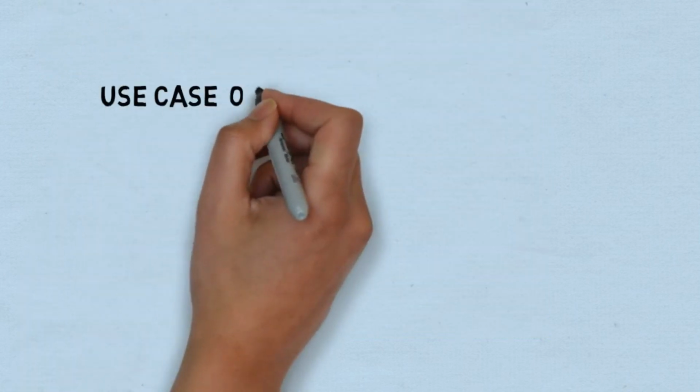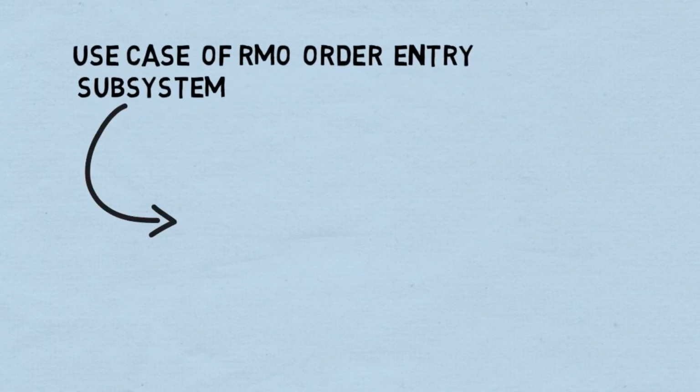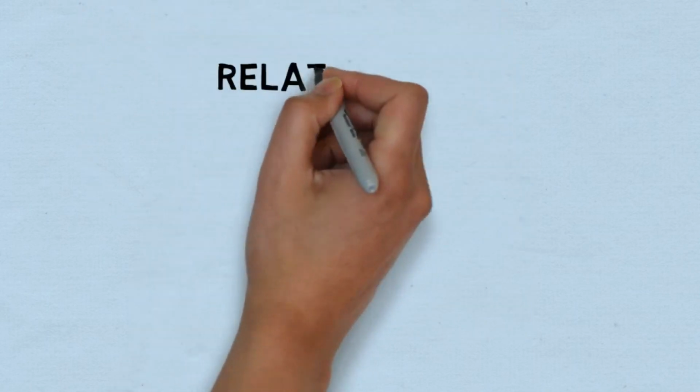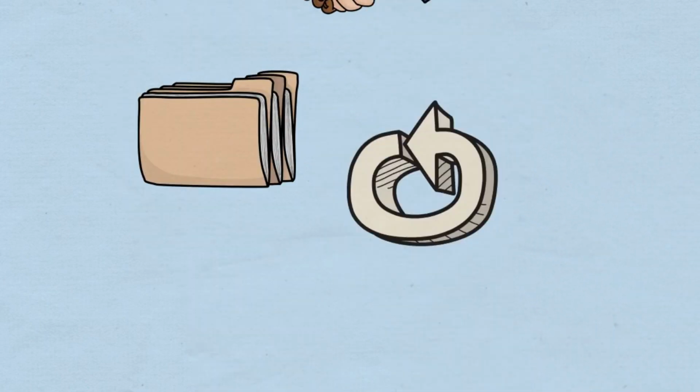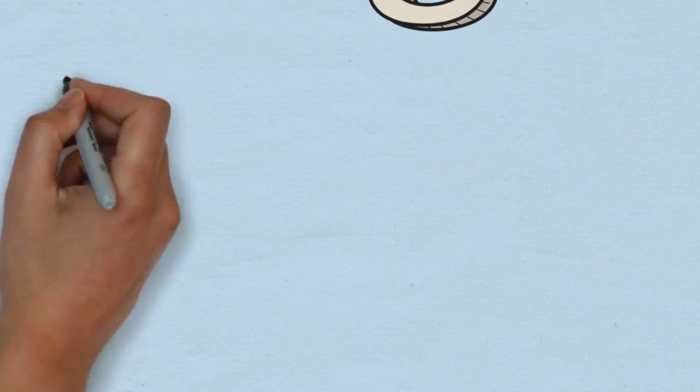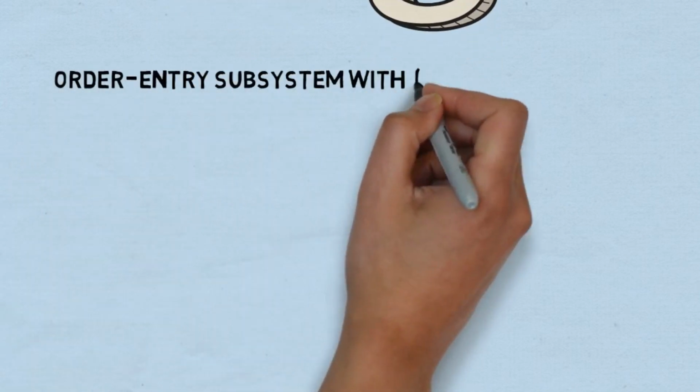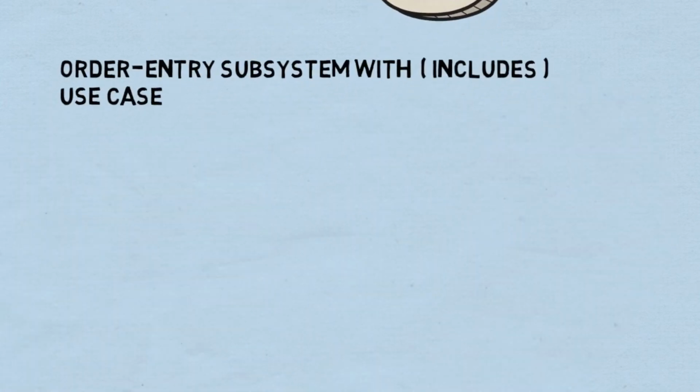Use case of the RMO order entry subsystem. The includes or uses relationship: a use case calling the service of a common subroutine. A common use case can be reused by multiple use cases. Here is an example of the order entry subsystem with include use cases.